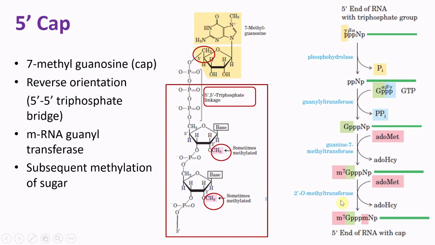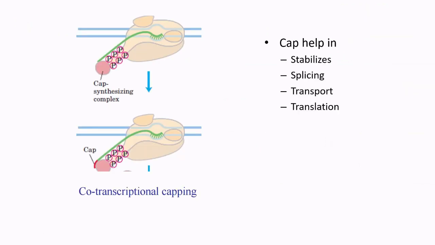In this picture, the detail of the 5' cap addition is shown. Different enzymes are involved in the addition of the 5' cap, 7-methyl guanosine. During transcription, as soon as the mRNA synthesizes this 5' region, the cap synthesizing complex attaches to the 5' end of the mRNA, and the cap is added. So capping is basically co-transcriptional. That means transcription and capping occur together.